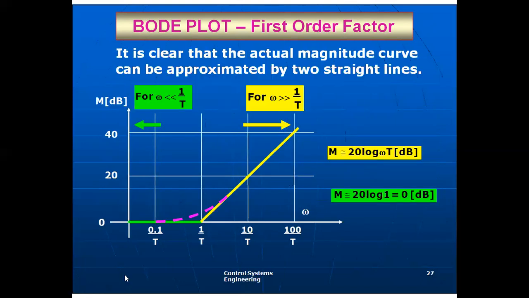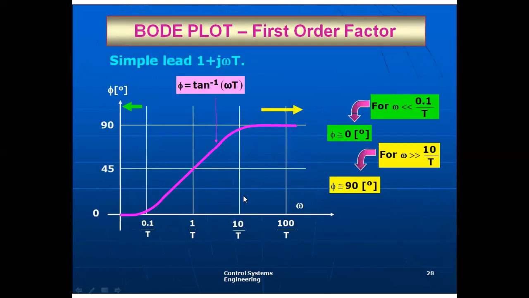This dotted line is the actual curve, with an error of minus 3 decibel with respect to the approximate plot. You can see the yellow line is the approximate plot, and this dotted line is the actual plot. So this is the phase angle curve. It varies from 0 to 90 degrees. You can see you will get a linear curve.